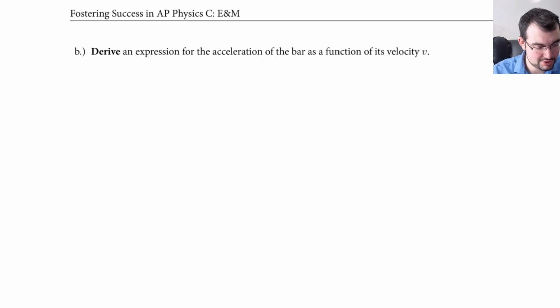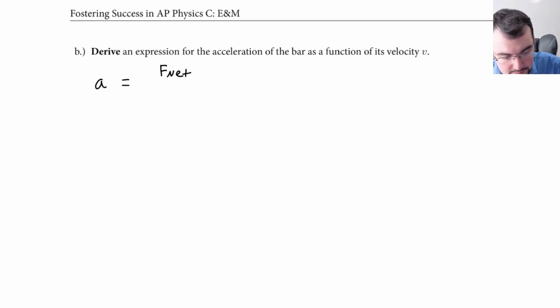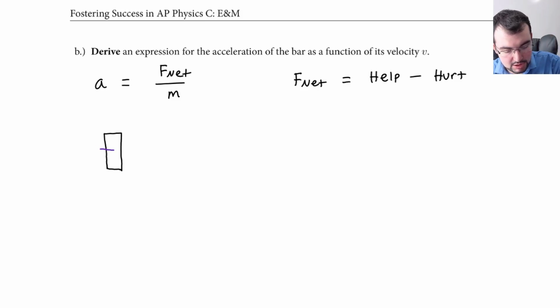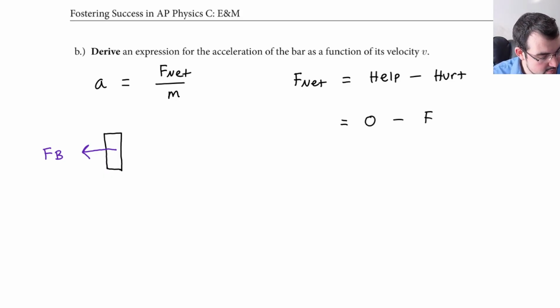So what is the acceleration? Well, we want acceleration. So, of course, we know that acceleration is given by Newton's second law, F net divided by m. So what is F net? I always like to define F net as things helping the motion of the bar minus things hurting the motion of the bar. And the motion of the bar is to the right. Is there anything helping the bar to the right? Nope, because this is not a problem where we're pulling it. So there's actually just the Bill force. So I have nothing helping and the Bill force hurting.